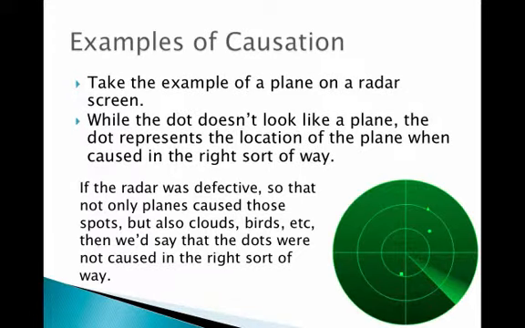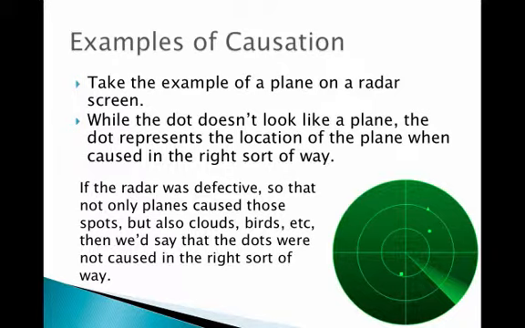Here's another example. Take the example of a plane on a radar screen. Air traffic controllers look at this all day long. While the dot doesn't look like a plane, it represents the location of the plane because it's caused, in some sense, by the actual plane. The radar rotates, it sends out a signal, the signal hits the plane and then gets reflected back, and that event of the signal being reflected off the plane causes that little dot on the radar screen to be where it is.